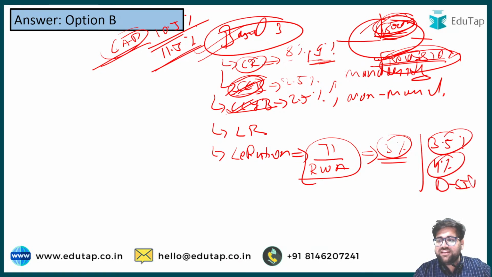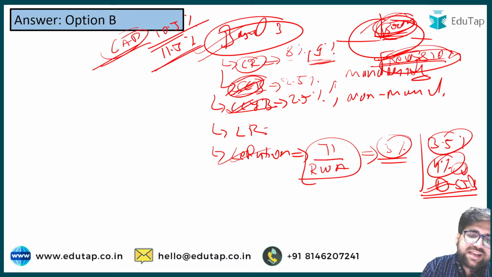I hope you know about DSIBs. Can someone let me know how many DSIBs are there? That is domestically systemically important banks. For DSIBs, the leverage ratio is 4%. This is the whole summary of the leverage ratio.